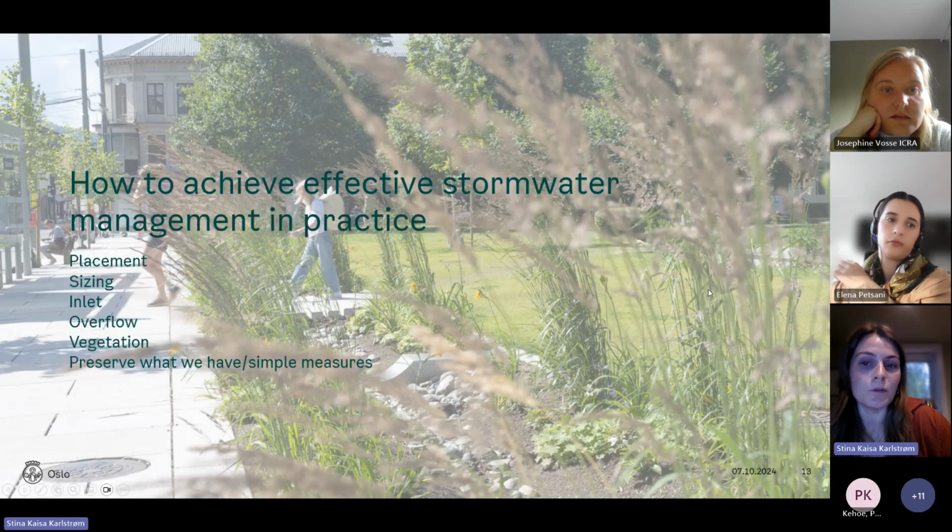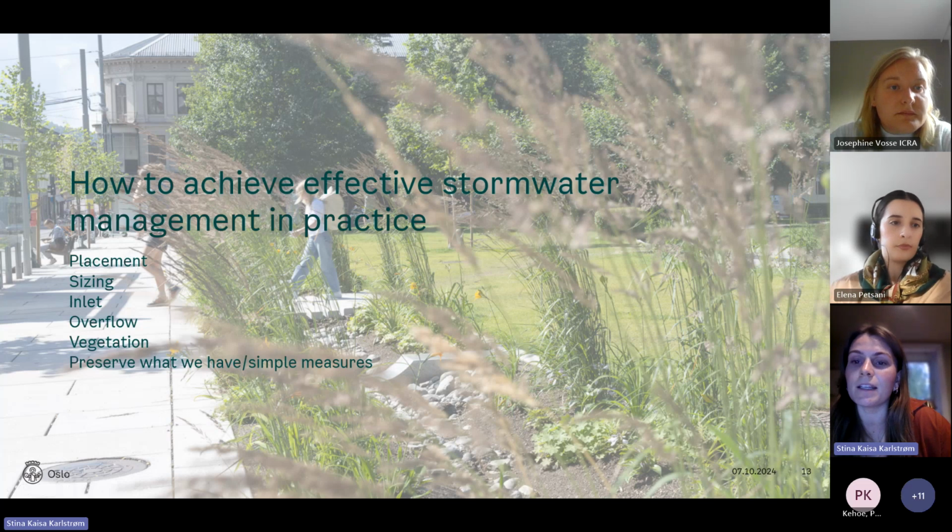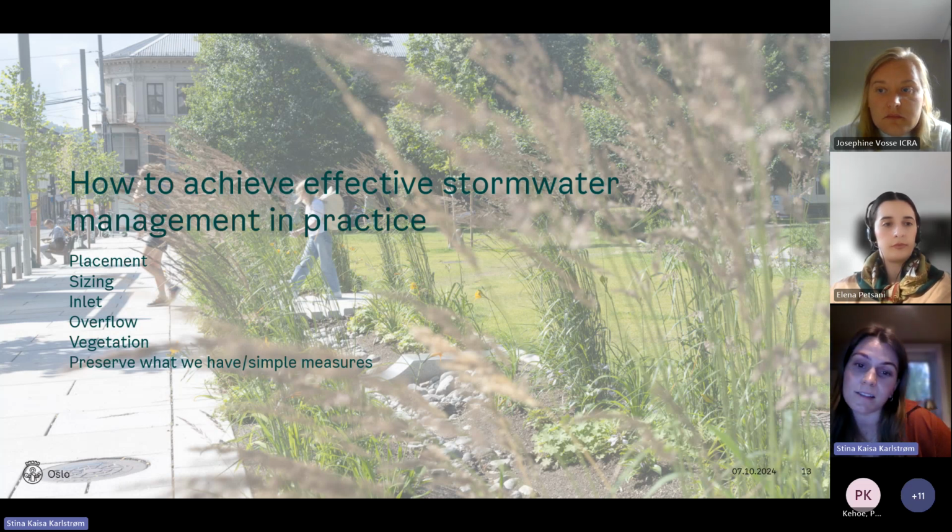So I will now move over to our experiences, and some of the key factors for effective stormwater management include placement, ensuring that water flows into the right areas; sizing, designing solutions that can handle the right water volume; and then the inlet solutions, facilitating the flow of water into the system, and in some cases also out with an overflow; and vegetation, selecting the appropriate plants for stormwater absorption and management. And the last one, which I often think is the most important and way too often overlooked, is to preserve what we have and do some simple measures.